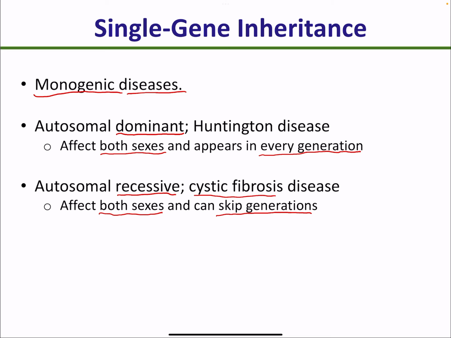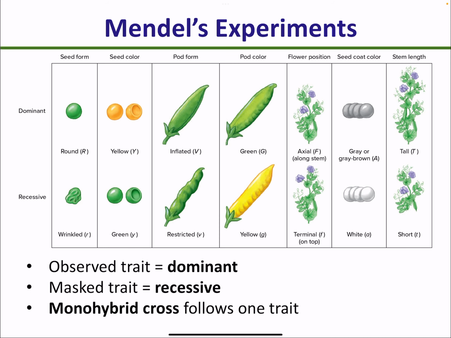Now, going back to Mendel and the work he did, let's see how he went about characterizing single gene inheritance. Mendel actually worked with pea plants, right? He looked at the shape of the seeds. Some seeds were round, others were wrinkled. He looked at the color of the seeds. Some were yellow, others were green.